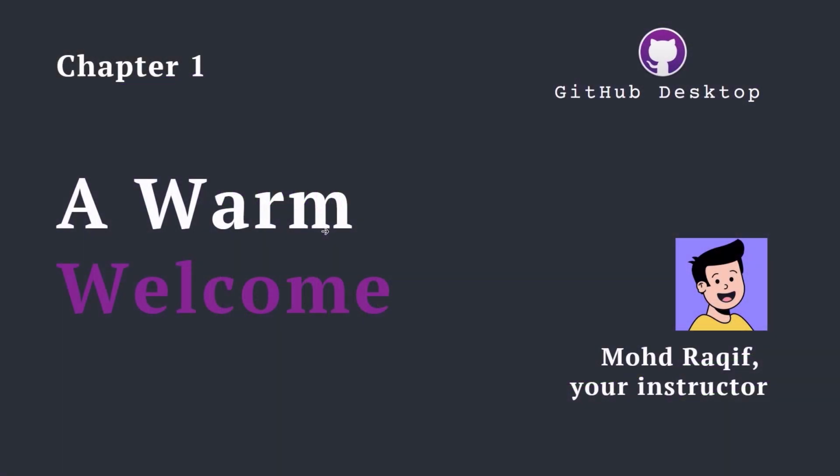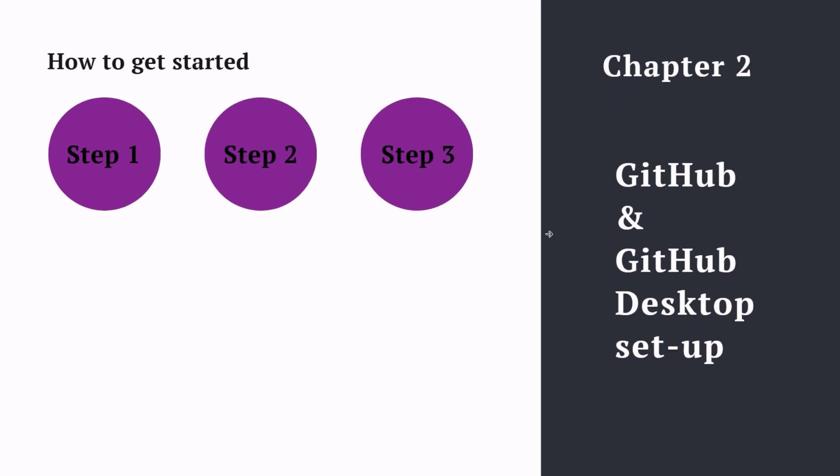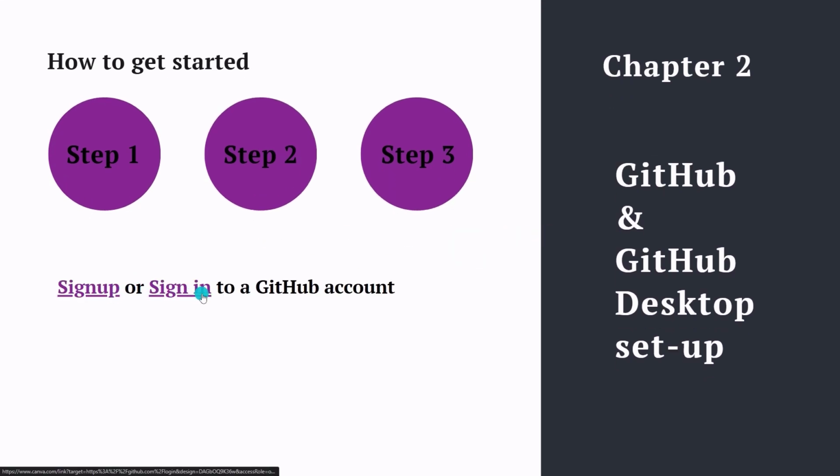Welcome back. In this lecture, we are going to install the GitHub Desktop application and also set up a GitHub account. So let's start with our steps. Step 1 is to sign up or sign into a GitHub account. If you already have a GitHub account, then that's well and good. You just need to sign in. If you don't have a GitHub account, I'm going to show you how to get one.